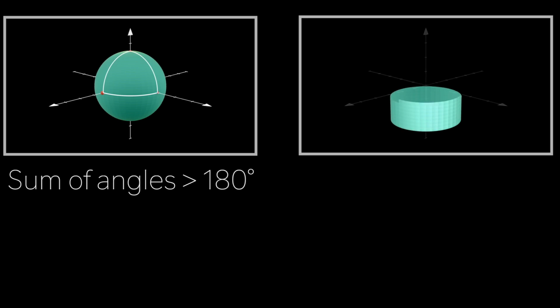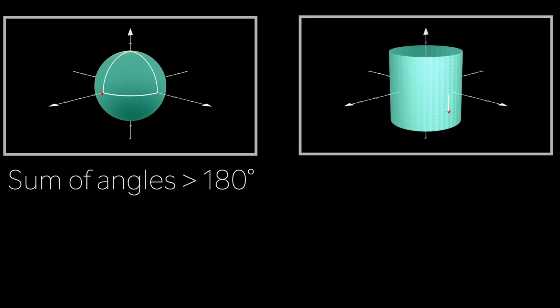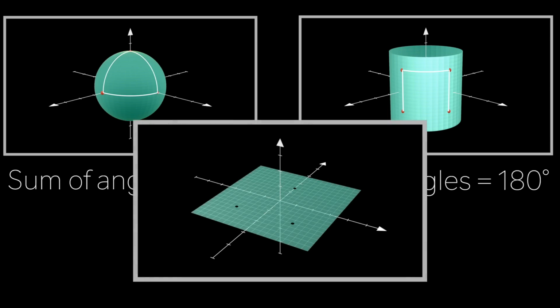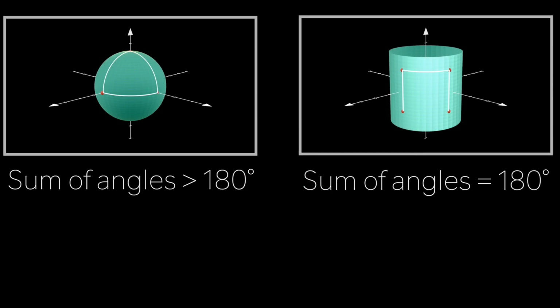In the case of the cylinder, on the other hand, 3 90-degree angles will never make a triangle. In fact, any triangle you draw on its surface will have a sum of angles of exactly 180 degrees. This is indistinguishable from drawing on a flat plane. The only way for you to deduce that the surface is curved is to zoom out in an extra dimension.